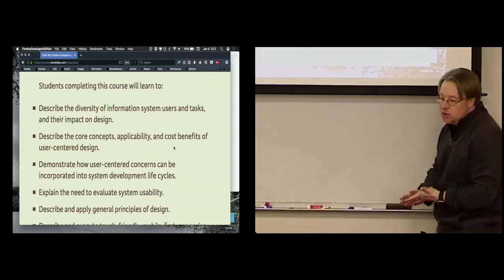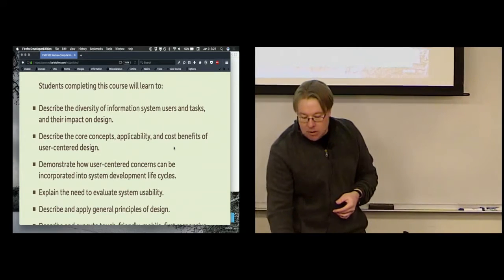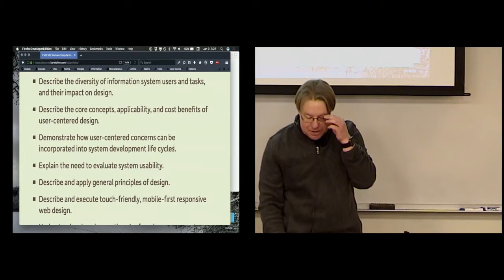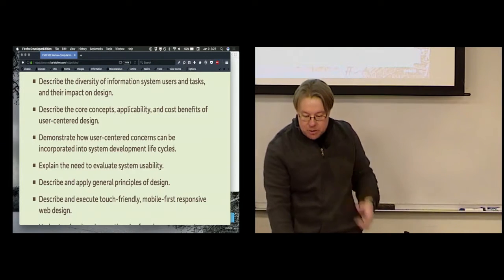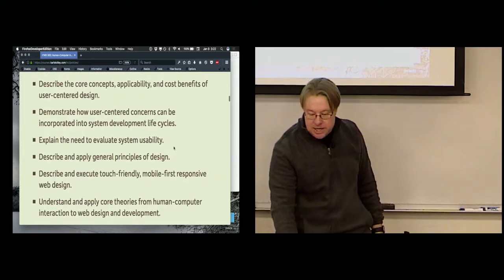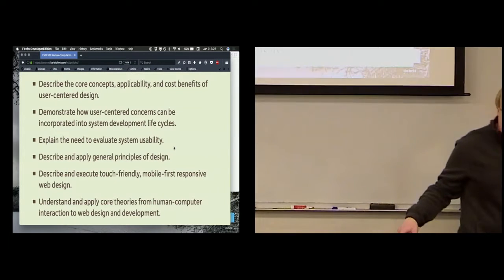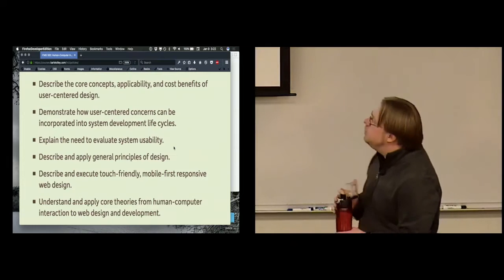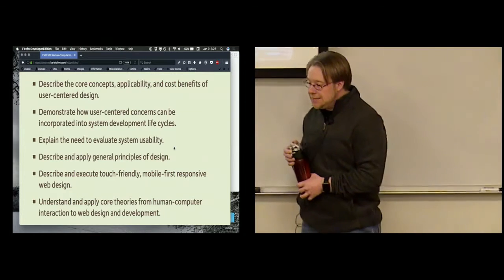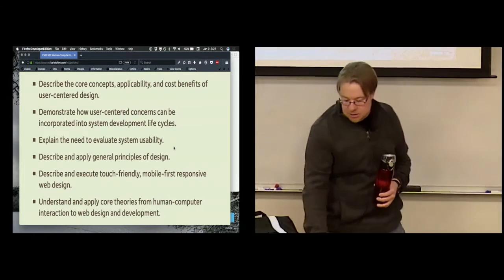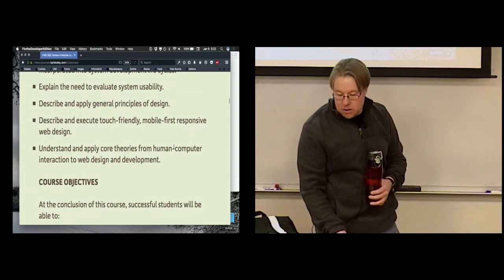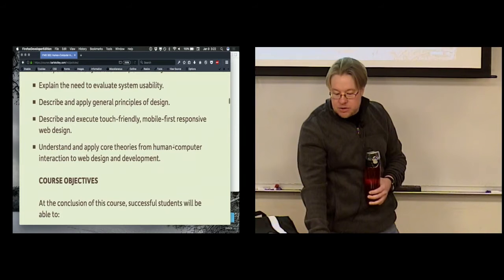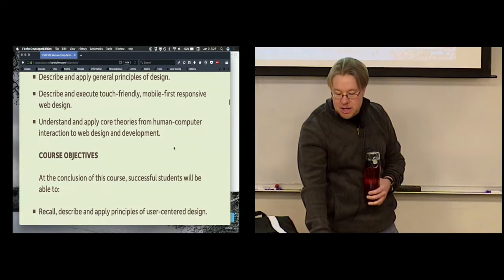Students completing this course will learn to describe the diversity of information system users and tasks and their impact on design. Describe the core concepts, applicability, and cost benefits of user-centered design. Demonstrate how user-centered concerns can be incorporated into system development life cycles. Explain the need to evaluate system usability. Describe and apply general principles of design.